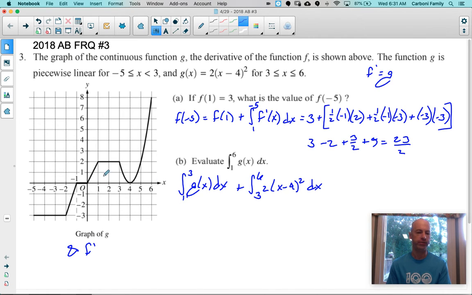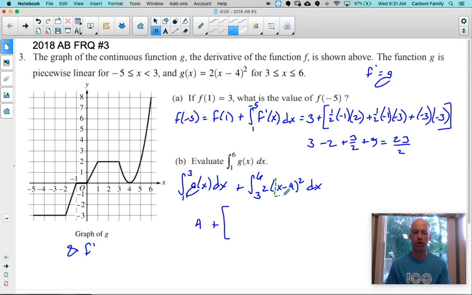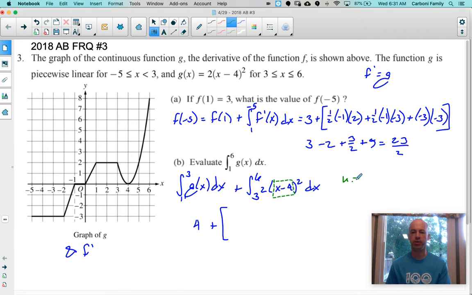1 to 3 of g will be an area of 4. That's just a square. This one, we will have to do the antiderivative. So I guess I'll put this in brackets so I don't get confused with that 4. Because the inside derivative is 1, I would do a u sub. This is a u sub situation where u is x minus 4, but when the derivative of u is just 1, then you can kind of gloss over the inside and just do a power rule.